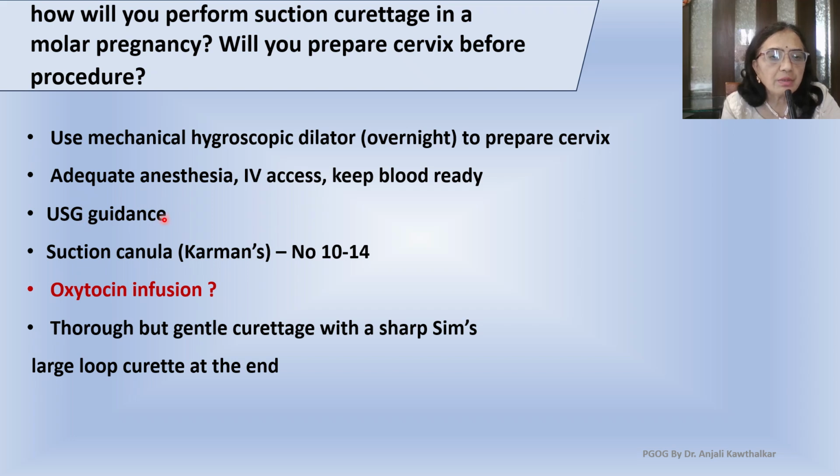Ultrasonographic guidance helps to prevent perforation as well as to ensure the completeness of the procedure. We use Karman's suction cannula number 10 to 14. There is a question mark about the use of oxytocin intraoperatively. We will see that in the next slide. Once we remove this vesicular mole completely, thorough but gentle curettage with a sharp large loop curette is indicated at the end of the procedure. And whatever tissue we remove, we have to send it for histopathological examination.